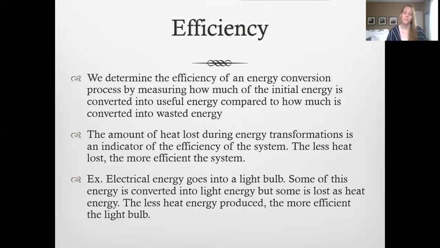So for example, if we have electrical energy going into a light bulb, the useful energy would be the light that's actually produced, which is a type of electromagnetic energy. So you hope to get as much electrical energy converted into electromagnetic energy as possible. However, some of that electrical energy is going to get converted into heat during that process, which is why especially older light bulbs tend to heat up a lot. More efficient light bulbs are better at staying cool because they don't waste as much energy in the form of heat.